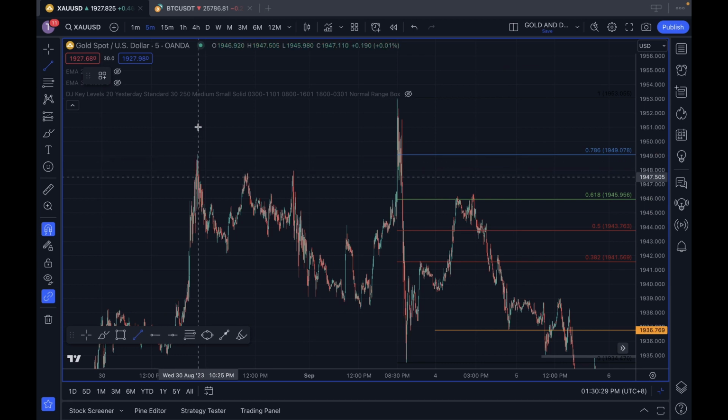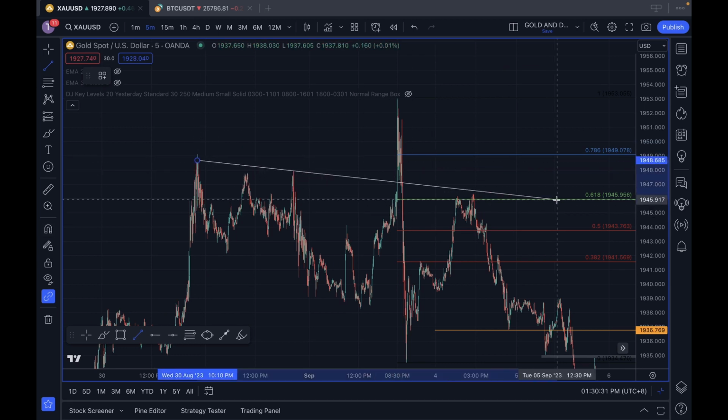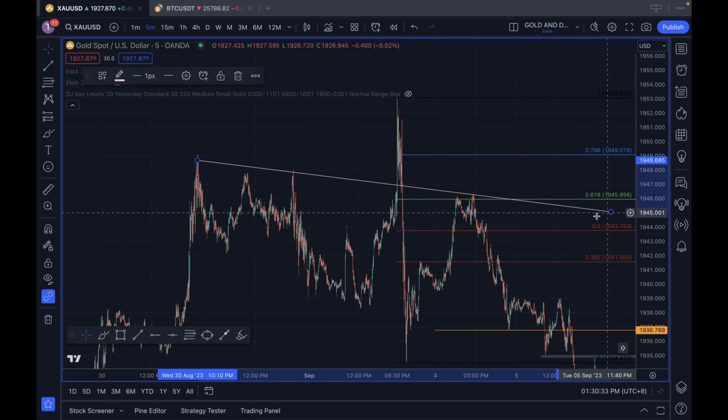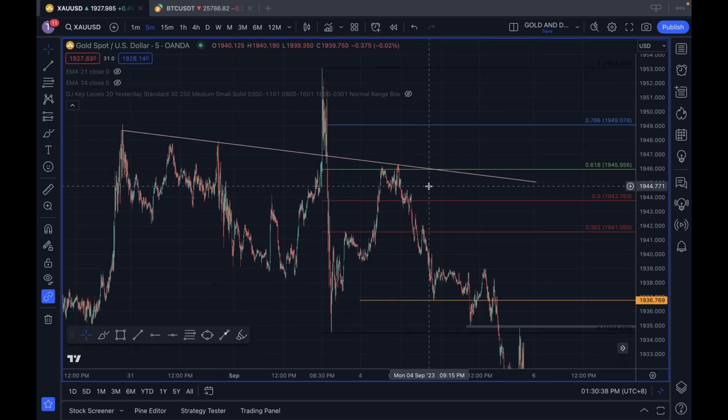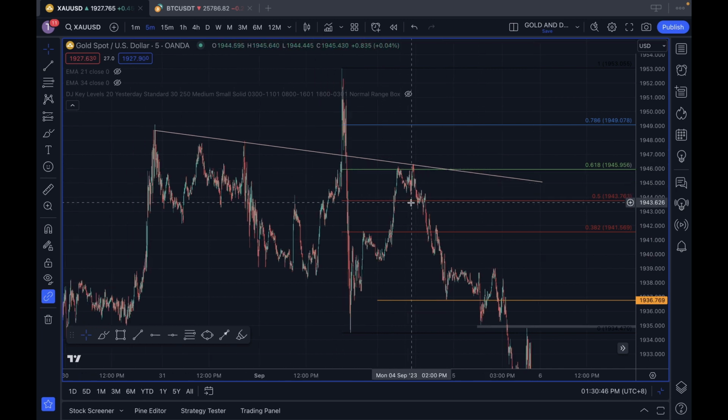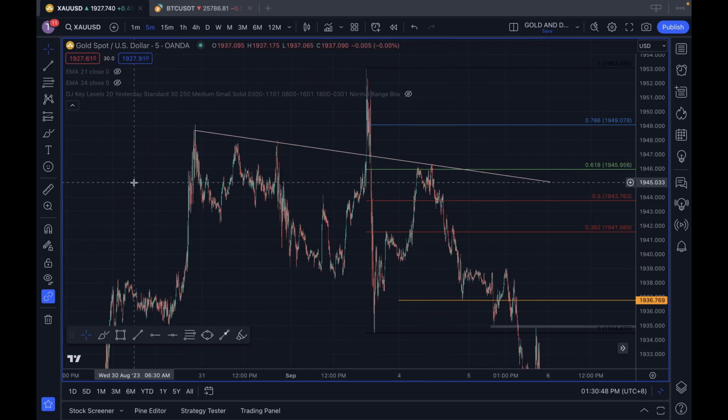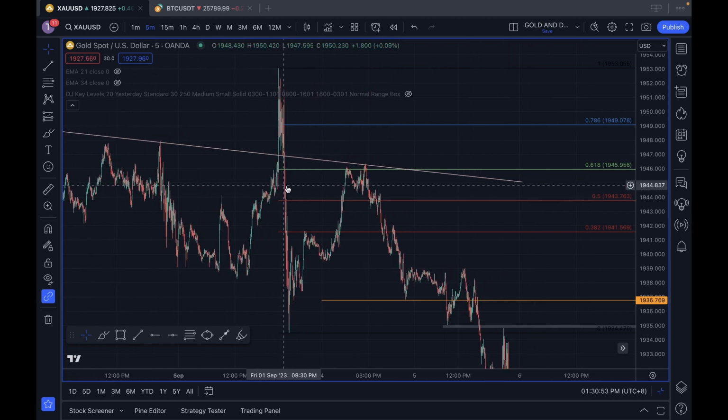I'm just building up points to build my bearish thesis, just using a simple trend line. Price also resisted at this area over here. So why I wanted to take this short was because price pushed back all the way to the 0.618 area, resisted at prior daily resistance. As I mentioned, the 1944, 1945 was previous daily resistance.